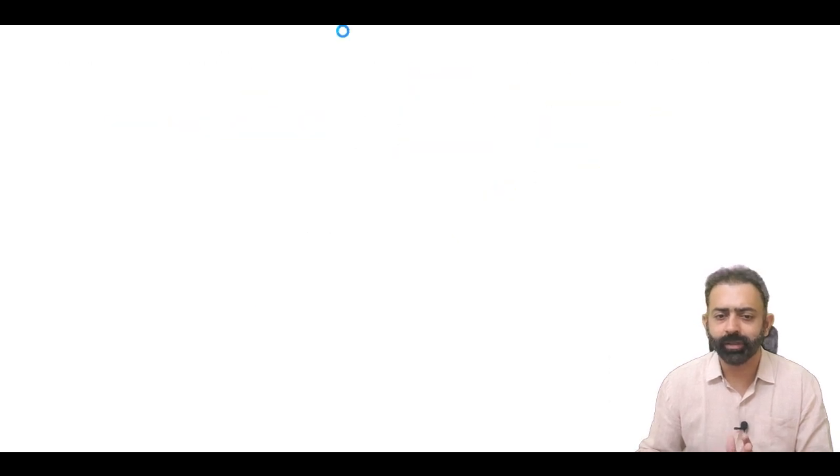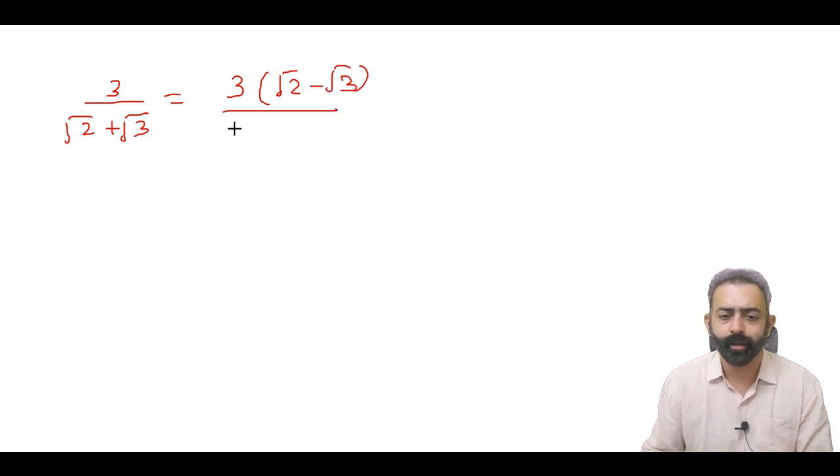Let us take one more example of this. Let us say 3 over root 2 plus root 3, for example. If we have to rationalize this, what I will do is multiply the numerator and denominator by root 2 minus root 3. I need to change the sign of the denominator, root 2 plus root 3.